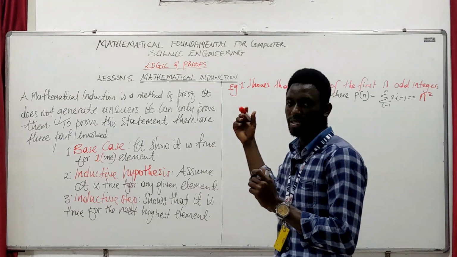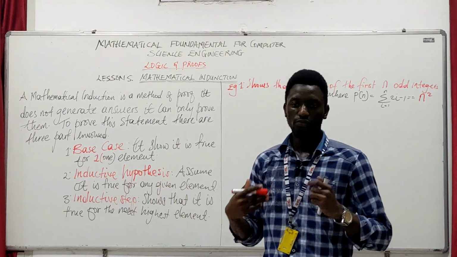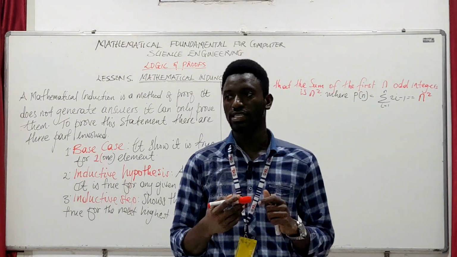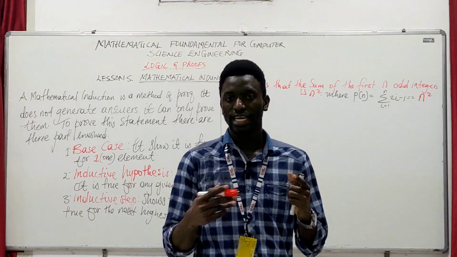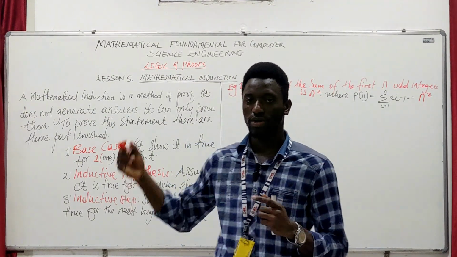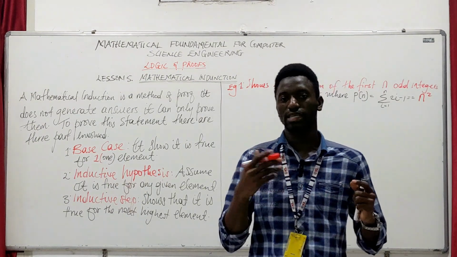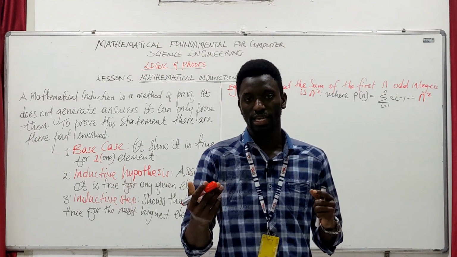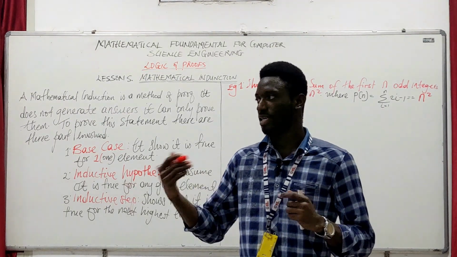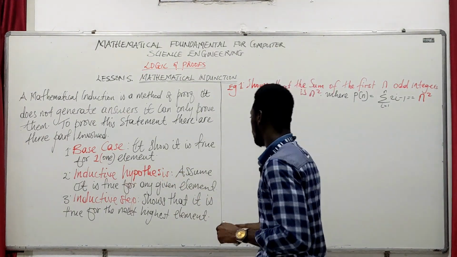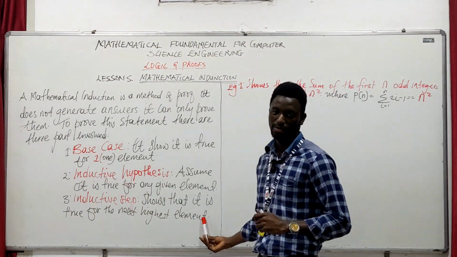Then we go for the third part, which is the inductive step. For the inductive step, we check for the next highest value. Like for k, if we indicate k for the first value, for the second step, then when it comes to the third step, we say let's have an increment in k. So we can say k plus 1. So that's the second highest step. As you can see here, it shows that it's true for the next highest element.